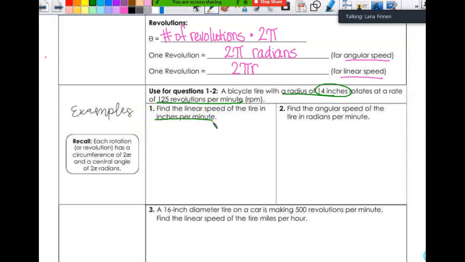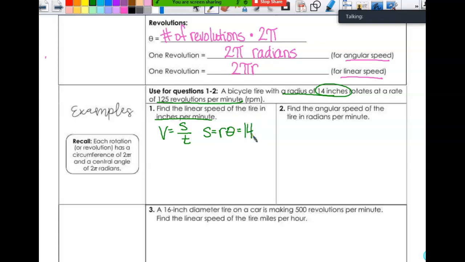So we got to make sure that we pay attention to the units that they gave us in the question and the units that we want in the end. So they gave me inches and minutes, and I want it in inches per minute, so I'm good. I'm not going to have to convert anything. So my velocity is equal to S over T. So I first have to find S. S equals r theta. The radius is 14.